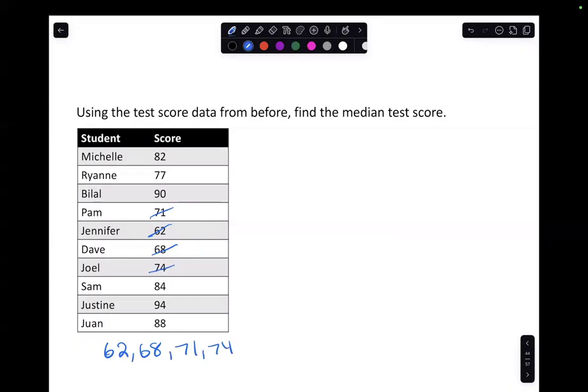That's why I like Excel. It orders things for me. Oh, see, I forgot 84. Here we go. Go ahead and find that median.